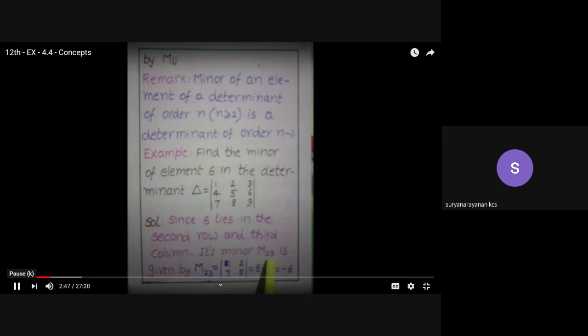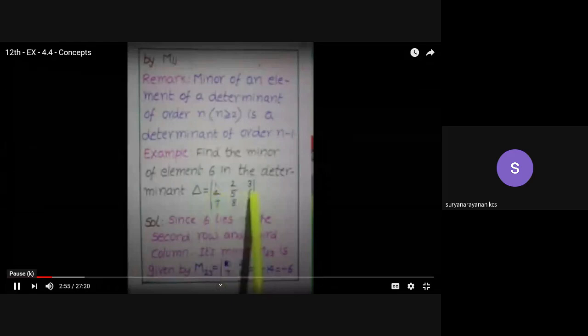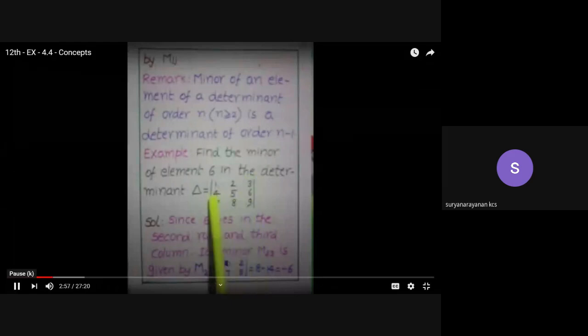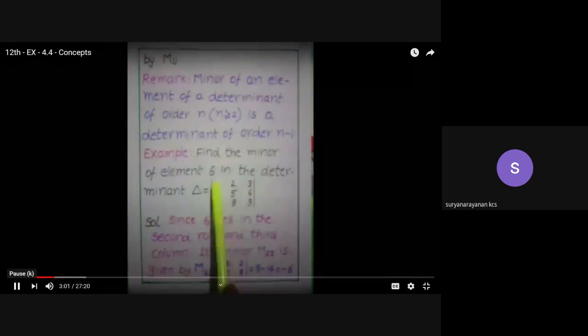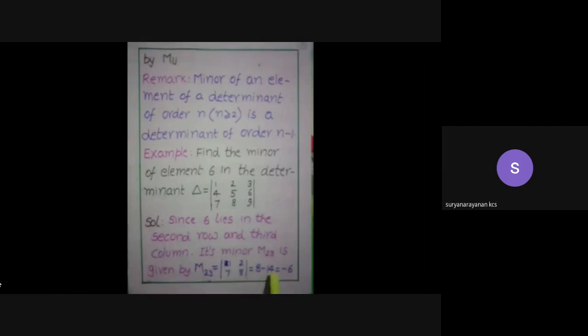is equal to, here to find the minor of this element, close this row, second row and third column. By closing this row and this column, which elements will be left here? 1, 2, 7, 8. You have to take the determinant of this 2 by 2 matrix. 1, 2, 7, 8. Understood the concept, my dear children? Right. This is nothing but the determinant of a 2 by 2 matrix. So cross multiplication concept. 1 into 8, we get 8 here, minus 7 into 2, 14.